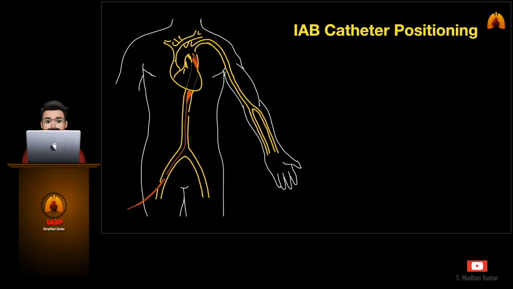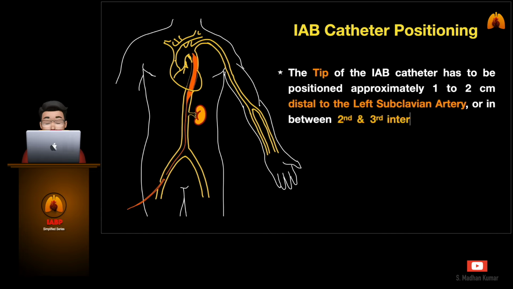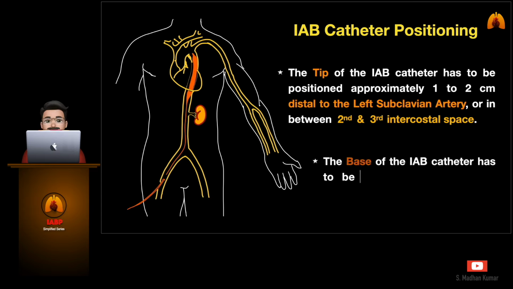The IABP catheter positioning has to be precise. The tip of the IABP catheter has to be positioned approximately 1 to 2 cm distal to the left subclavian artery, or in between the second or third intercostal space. The base of the IABP catheter has to be positioned above the renal arteries, as shown in this figure.